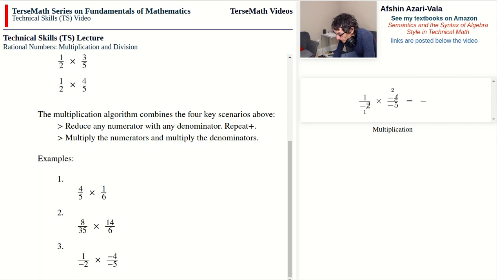And nothing more can be reduced. So we multiply 1 by 2. You see, I'm totally ignoring the signs now. We multiply 1 by 2, and then we multiply 1 by 5. And we end up with 2/5. So the answer is negative 2/5.